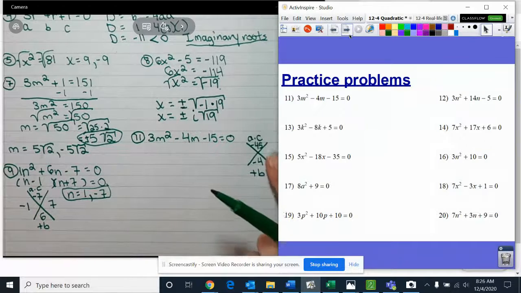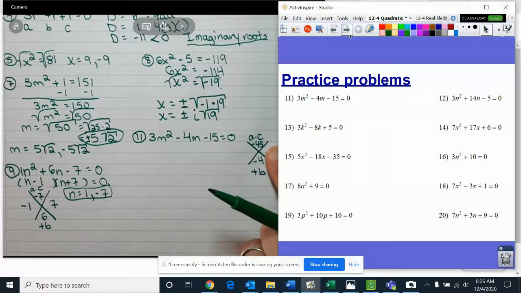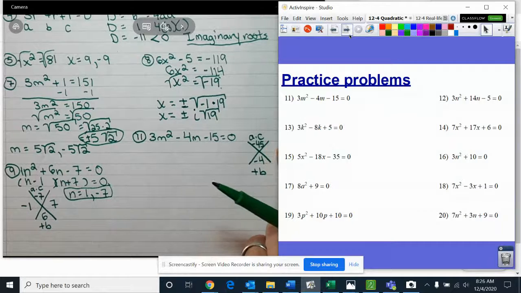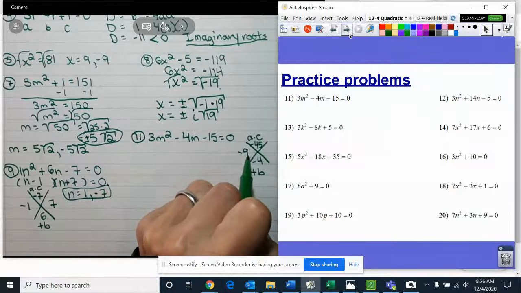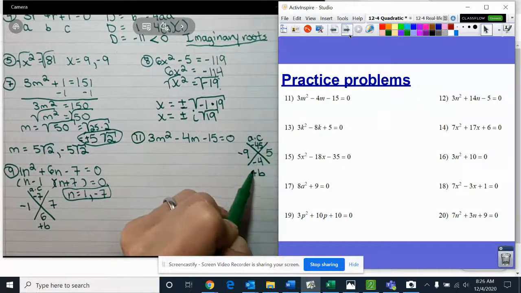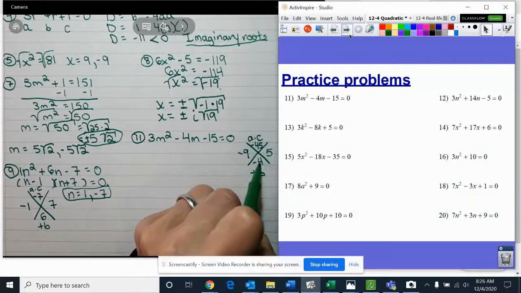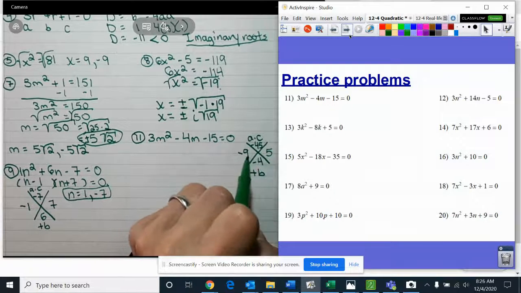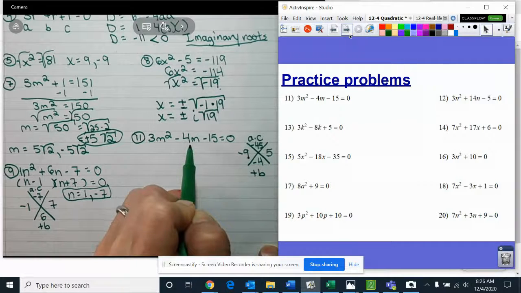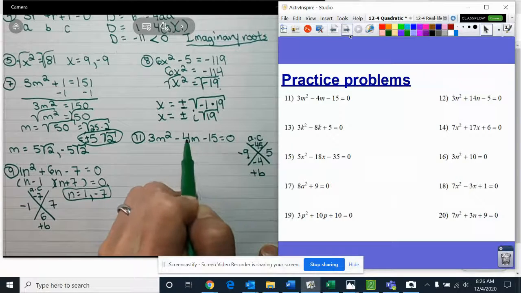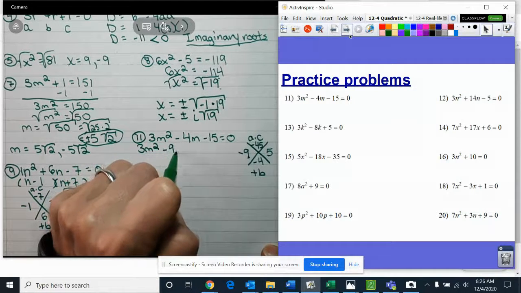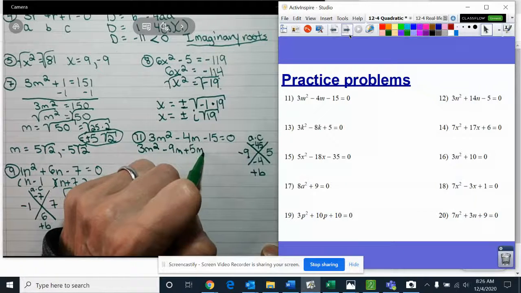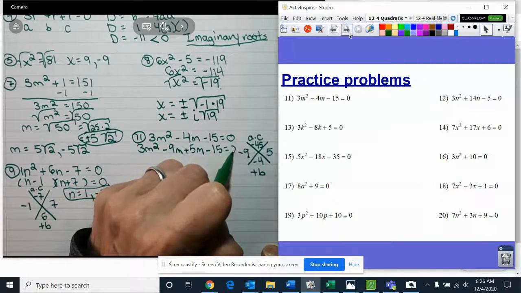And so thinking about values that will multiply to 45, we have 3 and 15, 1 and 45. We also have 5 and 9. And if 9 is negative and the 5 is positive, then we have it added up to negative 4. These numbers, negative 9 and 5, then become coefficients for the middle term. So we have 3m squared, subtract 9m, plus 5m, subtract 15 equals 0.